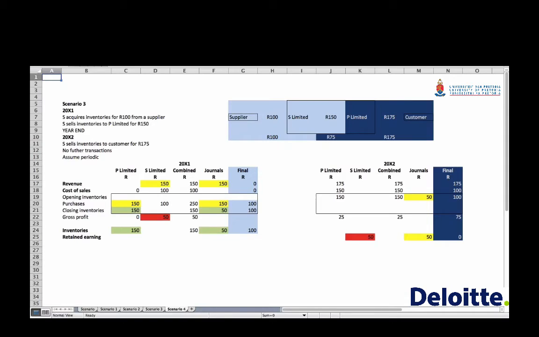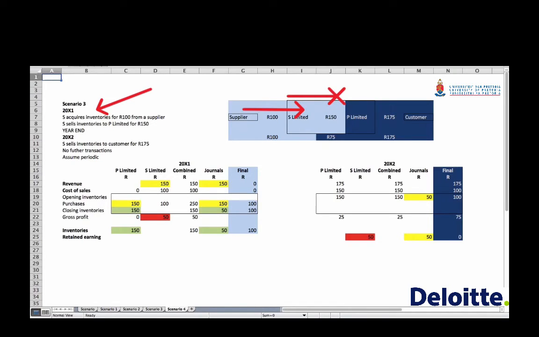Now for our final scenario, and one where you may need to really keep your wits about you. We consider the movements between periods. So what is going on in this scenario? We have the year 20x1, the first year that we're considering. And in that year, the subsidiary has purchased inventories for 100 Rand from a supplier. The subsidiary has then sold those, as in scenario 2, through to the parent for 150 Rand. And that is then where year 1 has ended.